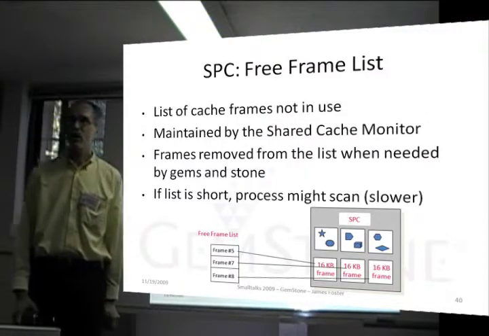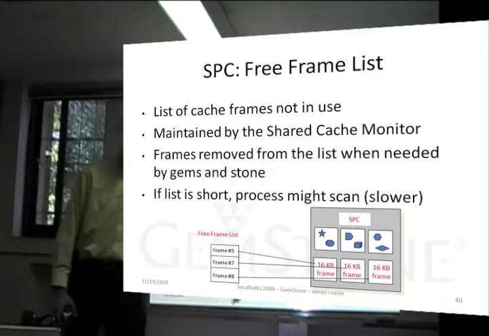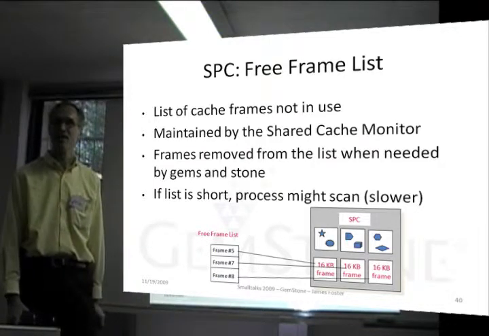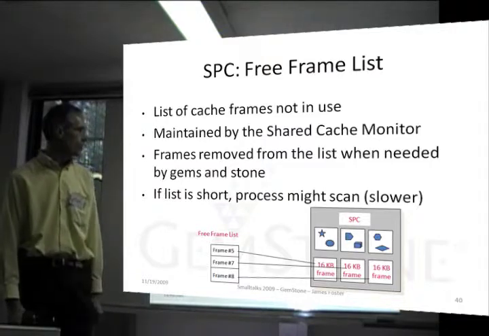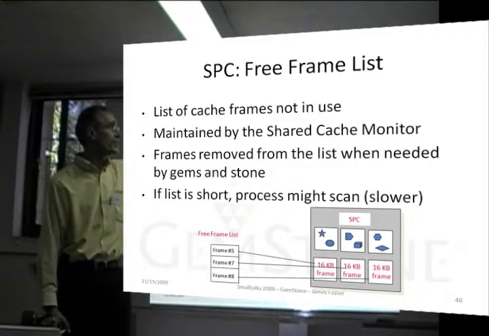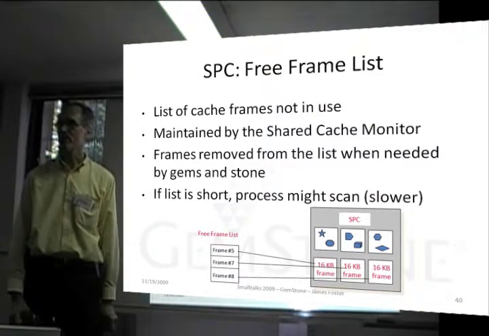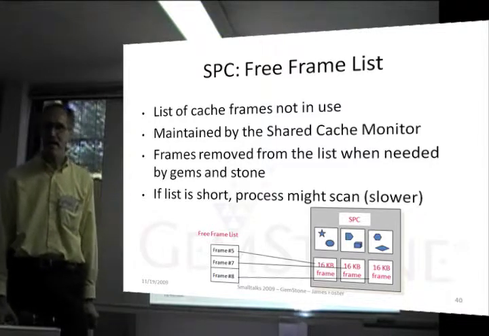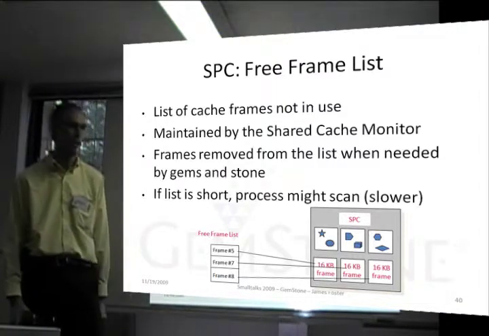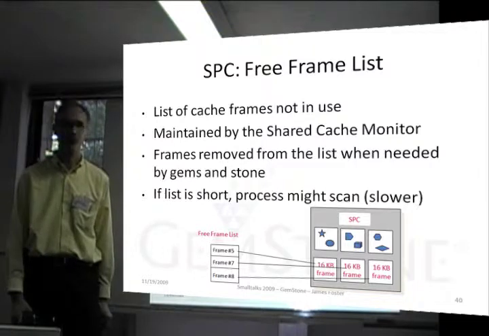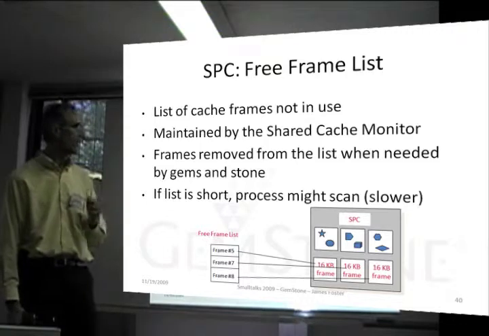Now, when we want to load something into the shared page cache, we need to have a place to put it. So again, there are frames in the shared page cache, but we need to find a place to put the page that we're reading. First is a free frame list. The free frame list is a list of cache frames that are not in use, that are free. It's maintained by the shared page cache monitor. So there's a process that monitors the shared page cache and keeps track of the free frames. You remove a frame from the list when you need one.